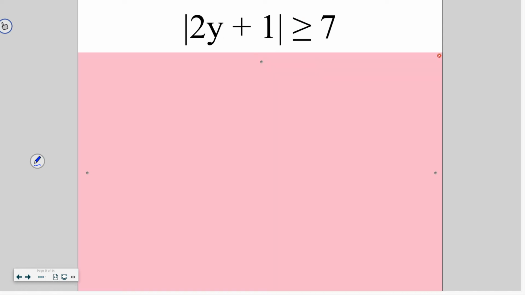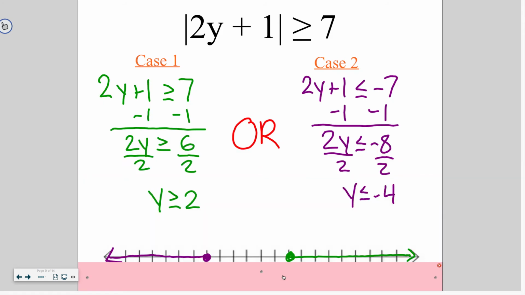Go ahead and try this one on your own, determining if it's AND or OR, and then solving the problem. Because it starts with a greater than symbol, it is an OR. Solving case 1, you get y is greater than or equal to 2. So that's that green arrow down at the bottom. And solving case 2, you get y is less than or equal to negative 4. That is that purple arrow down at the bottom. If you have questions about this, please let me know when you get to class.